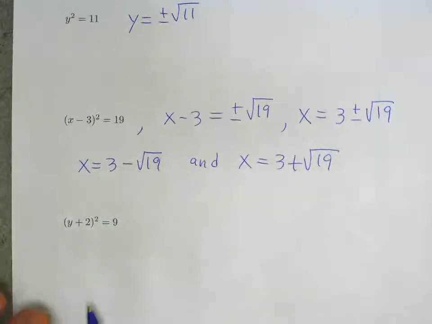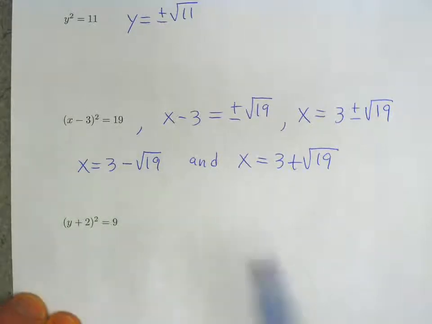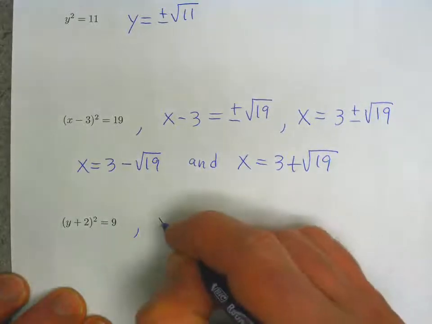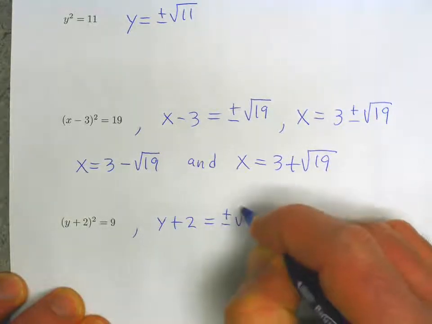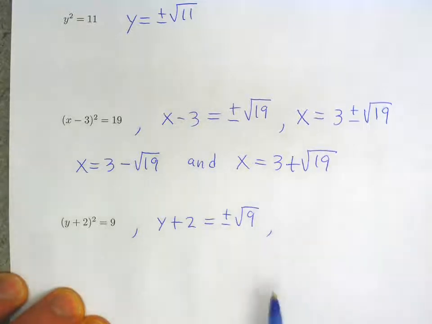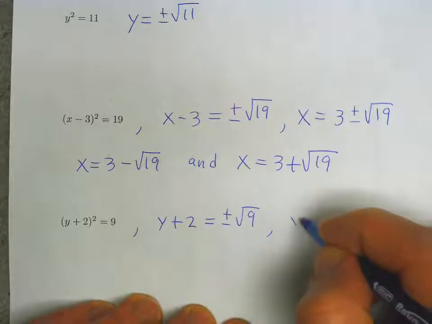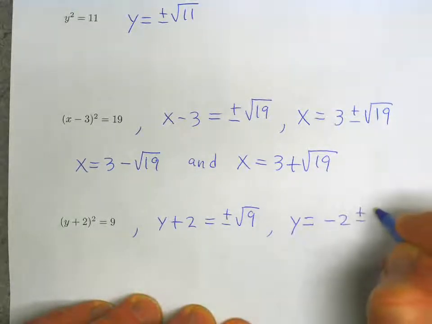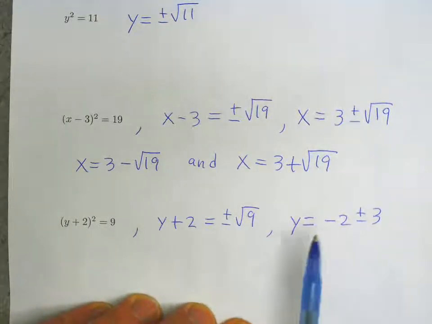Okay, the final example in this review, the binomial y plus 2 squared equals 9. So it's all prepared to apply the square root property. So we write y plus 2 equals positive and negative square root of 9. The square root of 9 simplifies to 3. So in the next step, I'll write y equals negative 2 plus and minus 3. Since we can simplify further, we have to do that.